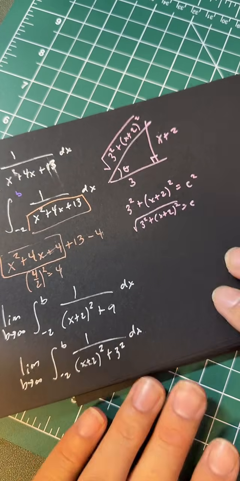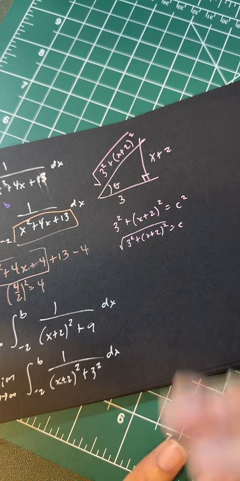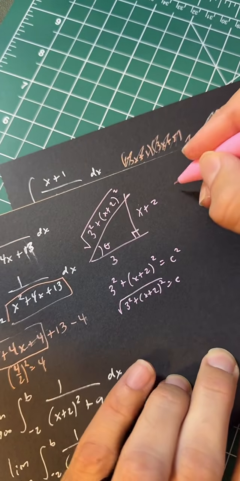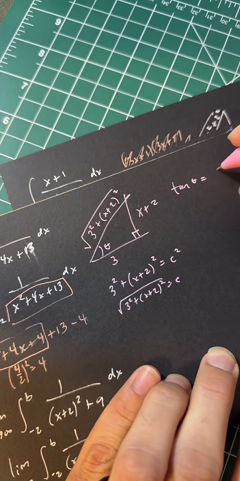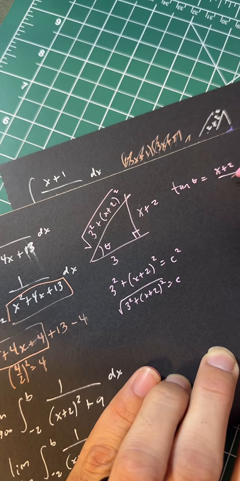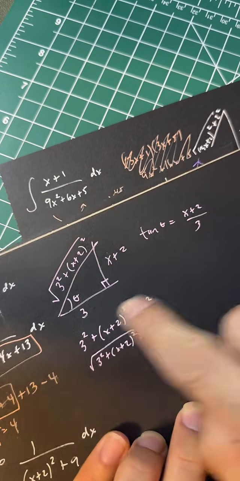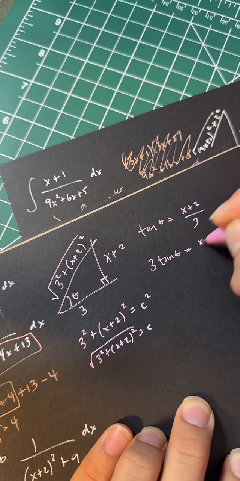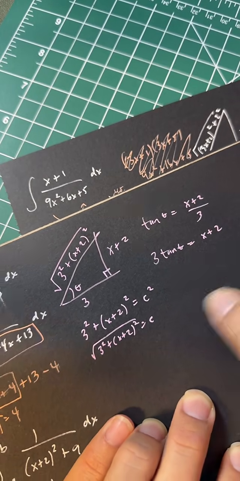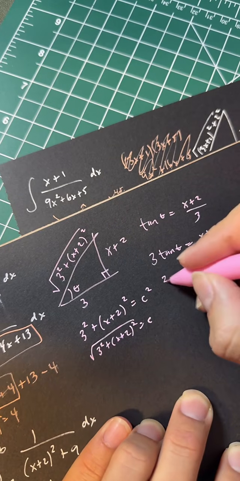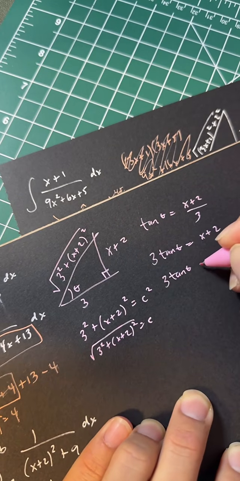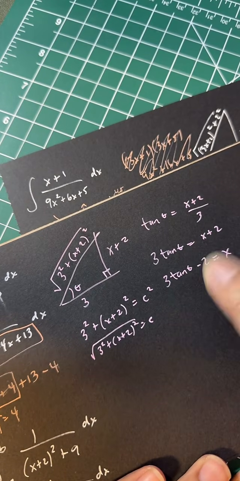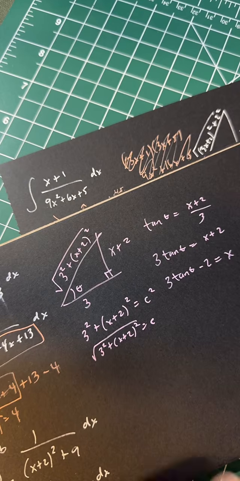So what do we do here? Now we use our trig sub. I kept mentioning we're going to use tangent because of the setup right here. So we're going to say that tan theta is equal to (x plus 2) over 3, opposite over adjacent. We move the 3 to the other side: 3 tan theta is equal to x plus 2. Some people like to have the x by itself, so we'll satisfy those people in the crowd, and make it 3 tan theta minus 2 is equal to x.